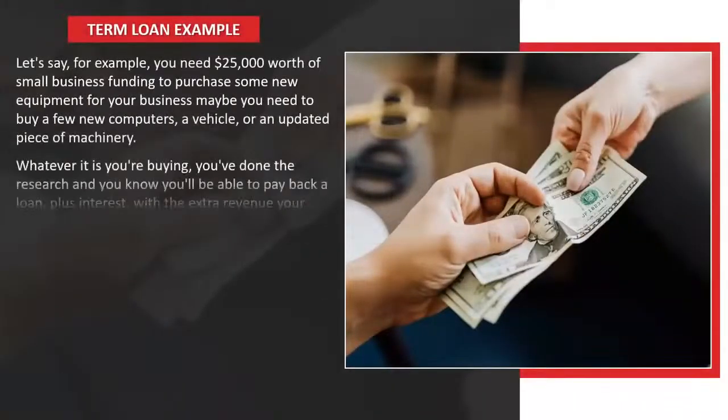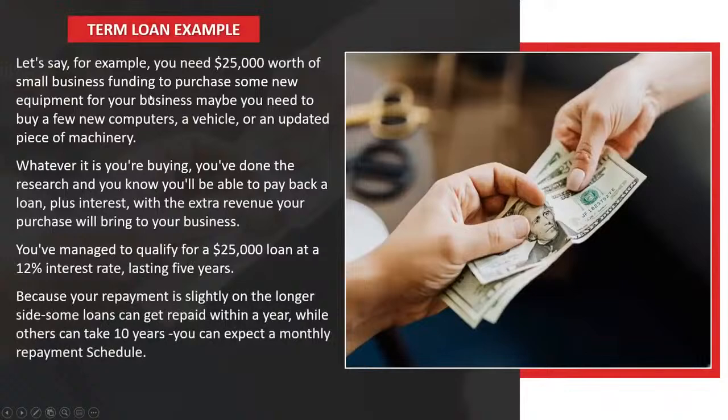Let me give you guys an example of this. Let's say somebody wants to purchase $25,000 worth of equipment. You go to your bank and they say, hey, look, you qualify for this $25,000 loan at a 12% interest rate, lasting 5 years, or 60 payments. That's what you'll be making. They're looking at what you qualify for. Once that's set up, then they'll generate how much your monthly payment will be.